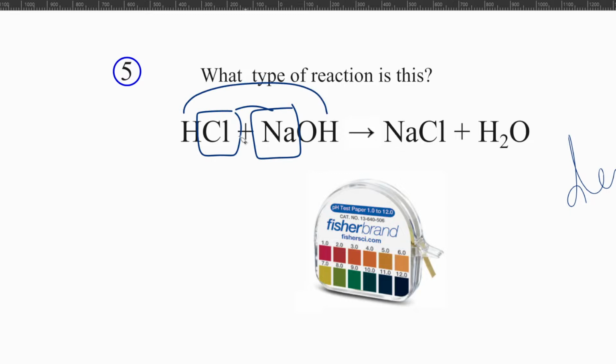So the first is that the H goes with the OH, that gives you H2O. The Na goes with the Cl, so that's a double displacement. But we have a strong base and a strong acid, so it's actually called neutralization. Okay, neutralization, you got it. But neutralization is also a double displacement reaction here. So that's sometimes a trick question teachers like to ask.